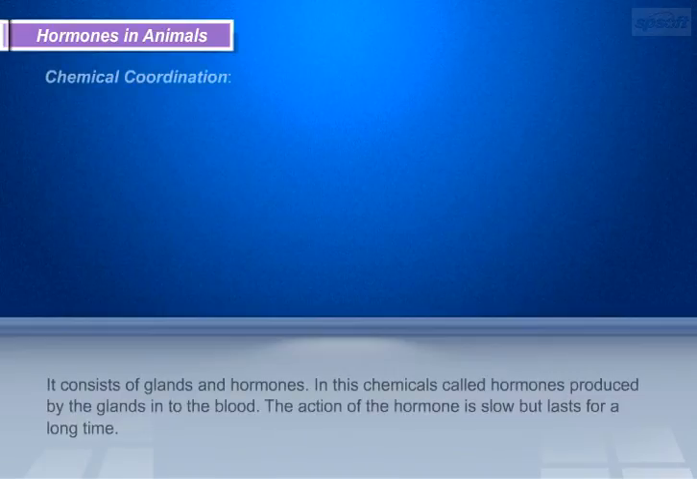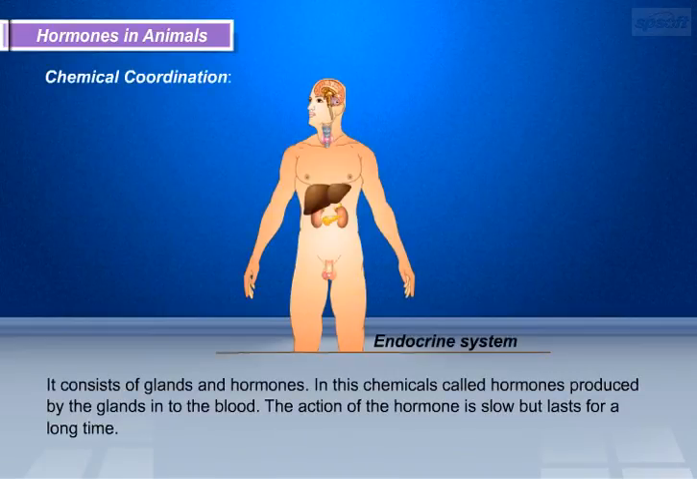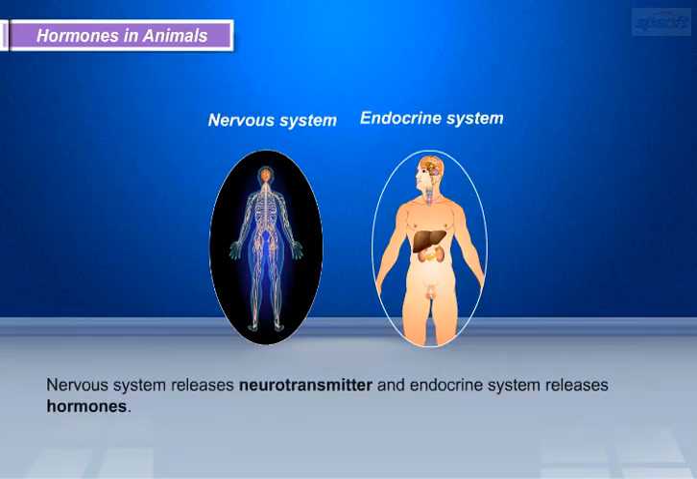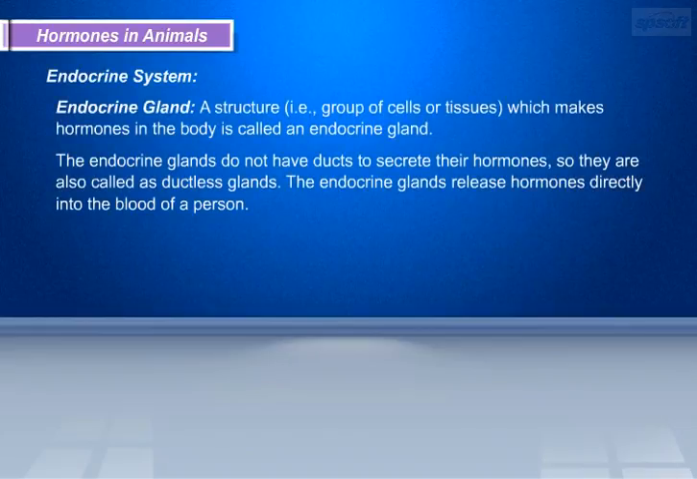Chemical coordination. It consists of glands and hormones. In this, chemicals called hormones are produced by the glands into the blood. The action of the hormone is slow but lasts for a long time. The nervous system and endocrine system are similar, both involve chemical substances. We know that the nervous system releases neurotransmitters, whereas the endocrine system releases hormones. Previously, we discussed the nervous system. Now, let us discuss in detail the endocrine system.